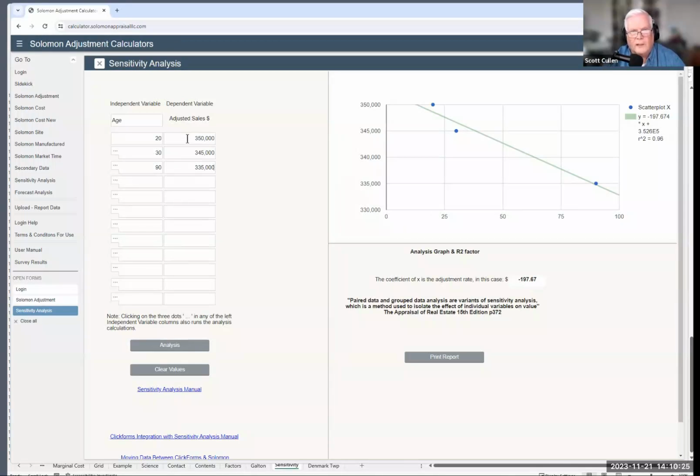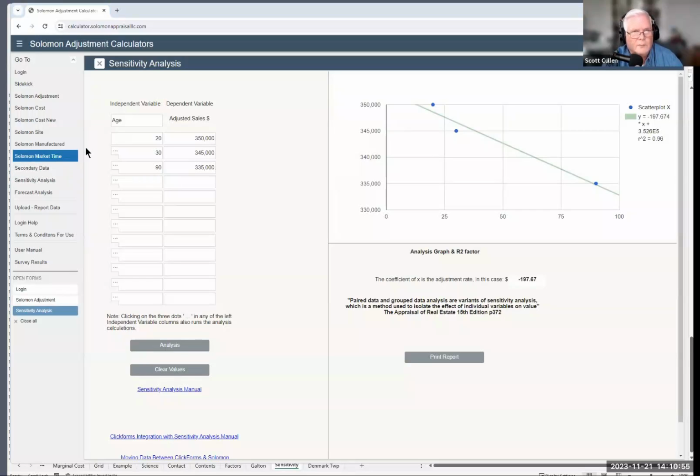In fact, the way that we got to these numbers, the adjustments we made for these properties, whether it was a market change adjustment or concessions or GLA or bedrooms or whatever else we adjusted to get to this point, this result is only as good as the results that went into the calculation. So that's an age adjustment using sensitivity analysis.